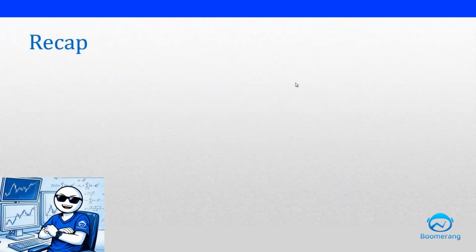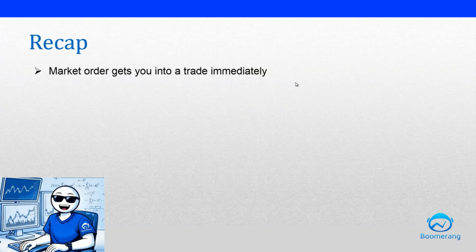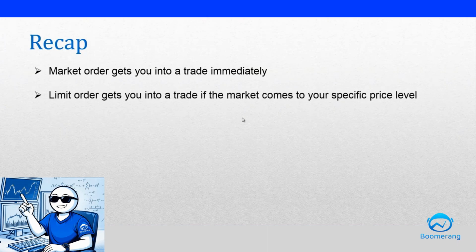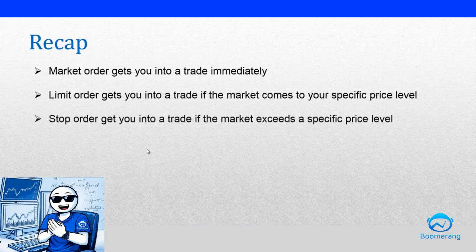So let's do a quick recap of the four market orders you've just learned. Number one, a market order gets you into a trade immediately, no matter what. A limit order gets you into a trade only if the market comes to a specific price level that you have dictated. A stop order gets you into a trade if the market exceeds a certain price level.